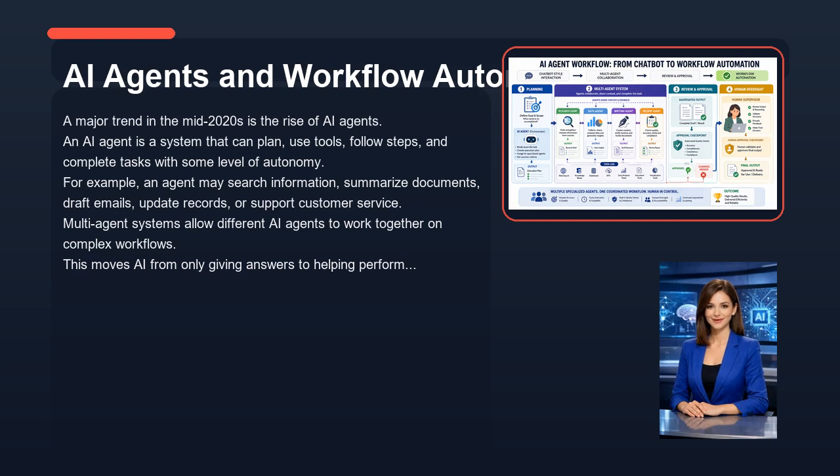Multi-agent systems allow different AI agents to work together on complex workflows. This moves AI from only giving answers to helping perform work. However, Agentic AI needs careful monitoring, security, boundaries, and human oversight.